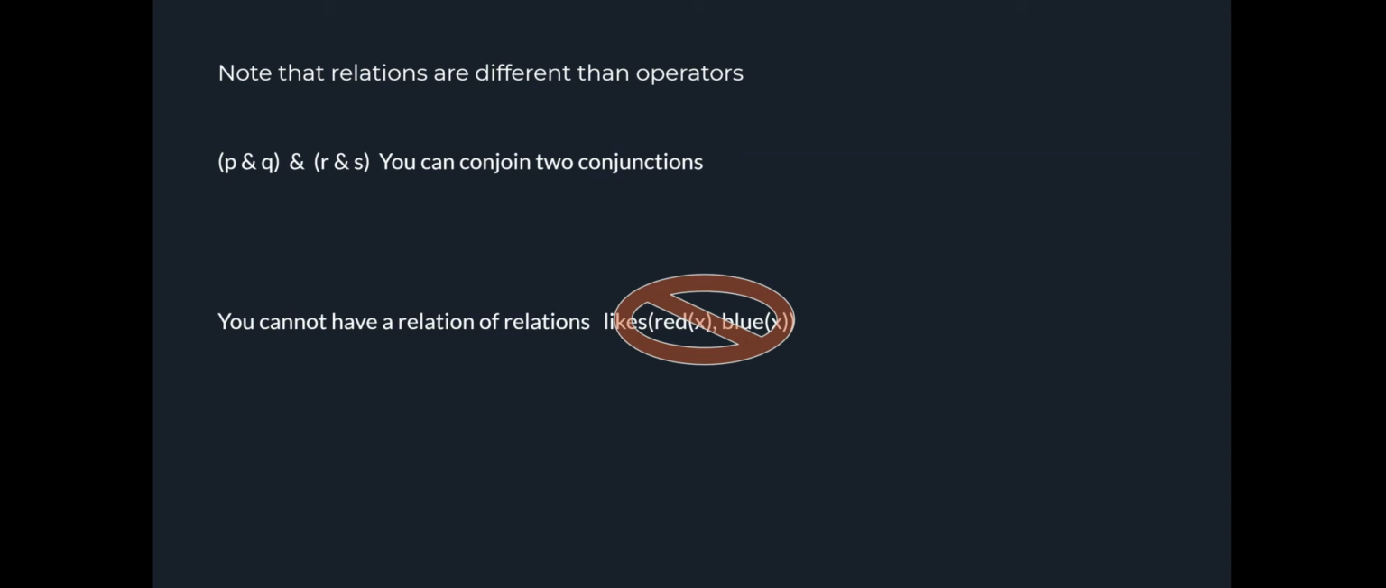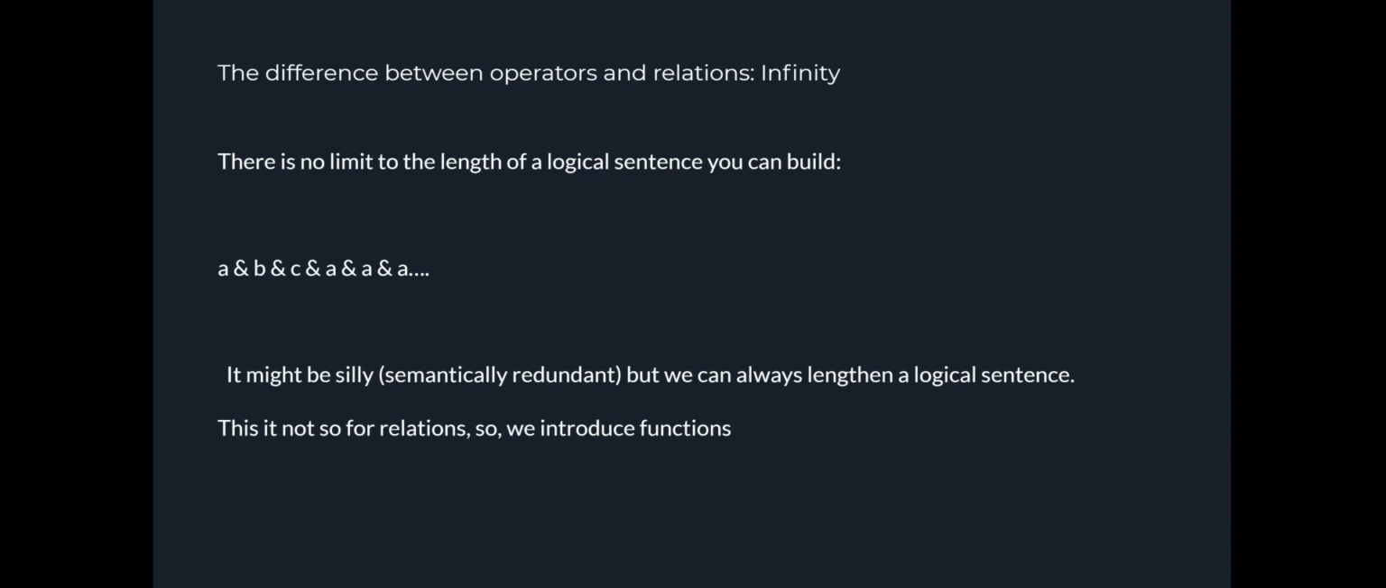If I were to write two conjunctions, I could then conjoin them. And so P and Q can be conjoined with R and S. But you can't have a relation of relations. You can't say likes red of X, comma blue of X. You might have thought you could do that, and you might have overlooked that detail in studying relational logic, but you can only give object constants to relations. So what if you could give something like a relation to a relation?